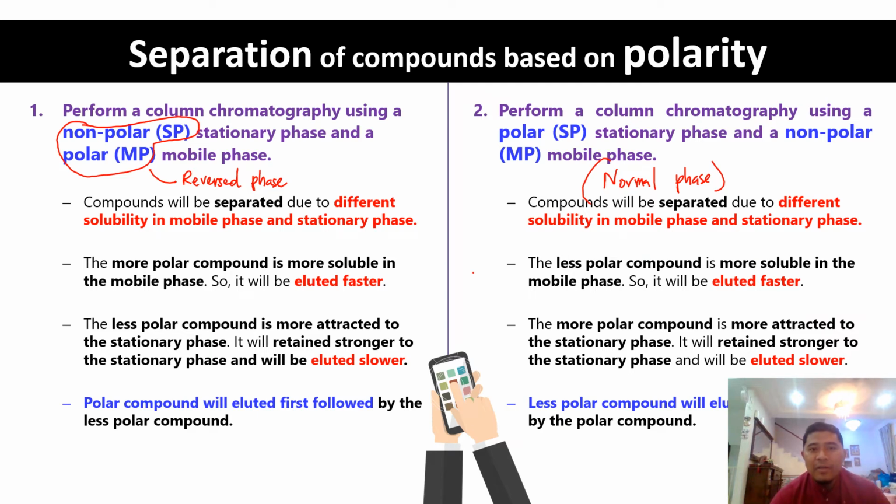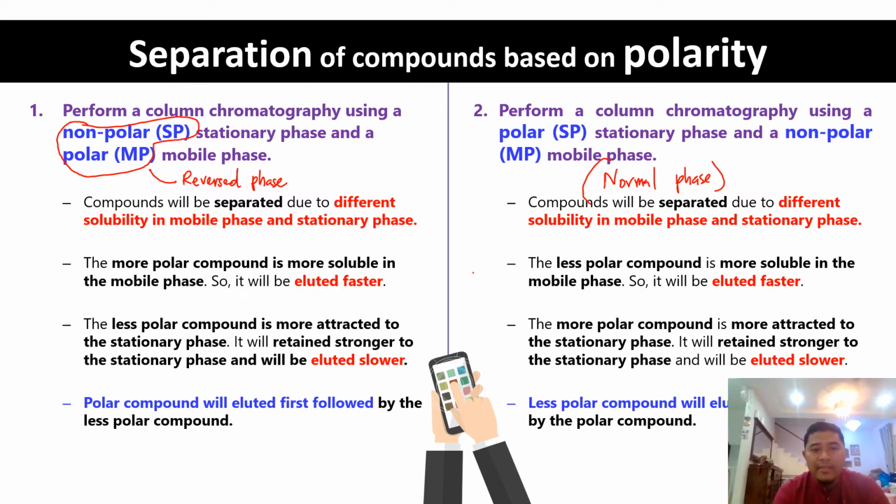Okay, separation of compound based on polarity, same with the partition chromatography. So still, there is reverse phase and also normal phase. As I said, for normal phase, the stationary phase is polar, meanwhile the mobile phase is non-polar. So reverse phase is vice versa with the normal phase. You can read from this slide.